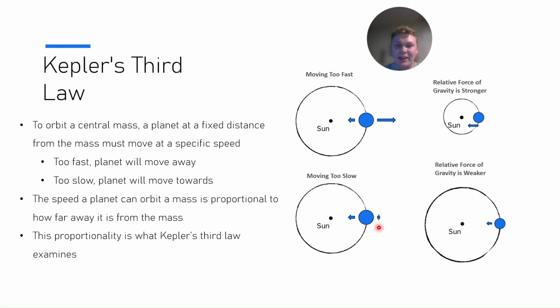The speed at which a planet can orbit a mass is proportional to how far away it is from the mass. The further a planet is from the central object, the weaker the force of gravity will be between the two bodies. This proportionality is the focus of Kepler's third law.